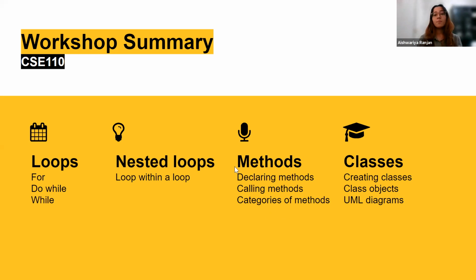And then we went over methods, how to declare methods, the syntax, how we call methods, and the categories of methods. And finally, we went over classes, how to create classes, the class objects, how to call them, and the 2 different types of methods within classes. And we went over how classes are expressed in UML diagrams.